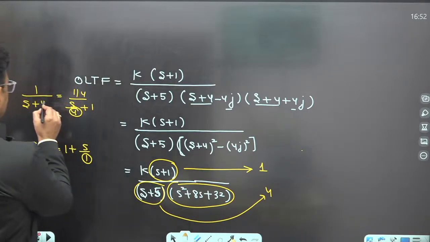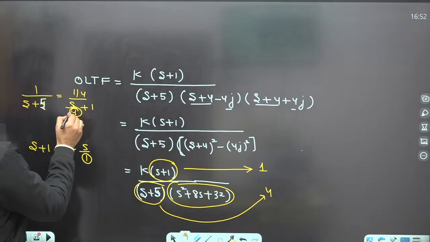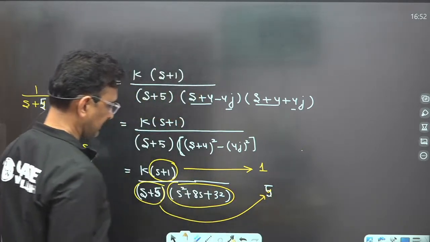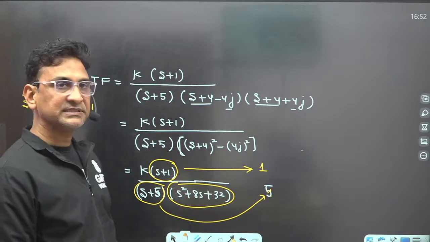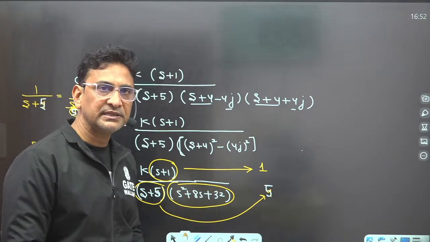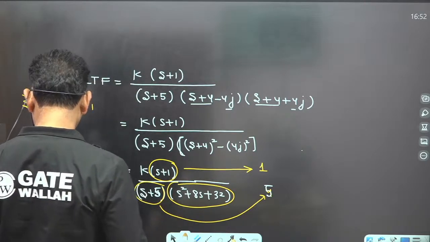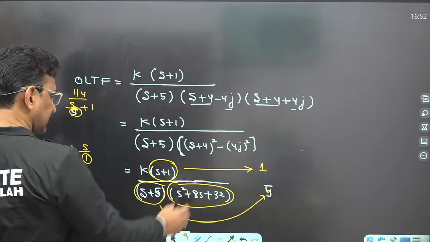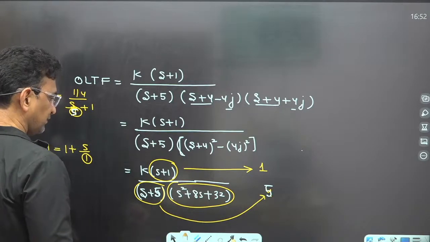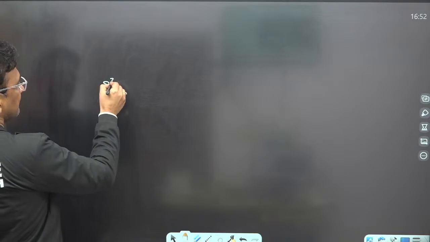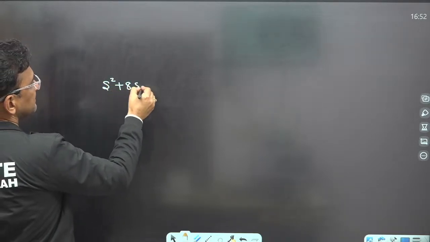So it will be 5 only. So corner frequency will be 5 here. Now what is the corner frequency for the complex conjugate poles and the complex conjugate zero? For complex conjugate poles and complex conjugate zero, the corner frequency is nothing but the omega n. So find out the omega n for this factor, s square plus 8s plus 32.